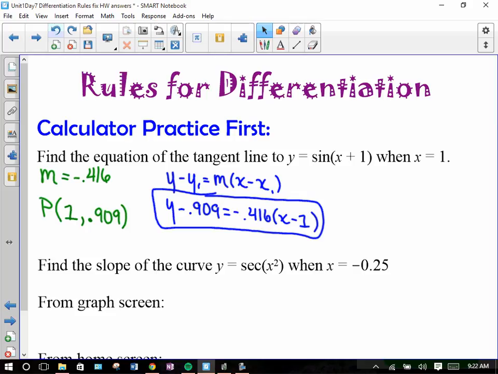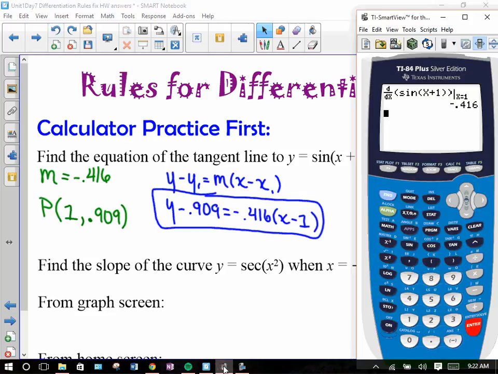So what we could do is graph this. To graph this, we're going to have to do a few other extra things. We enter y equals sine x plus 1.